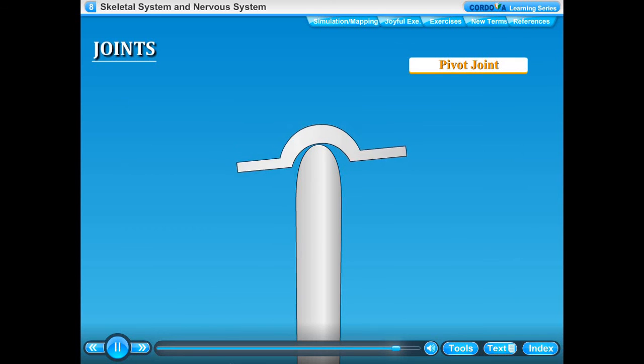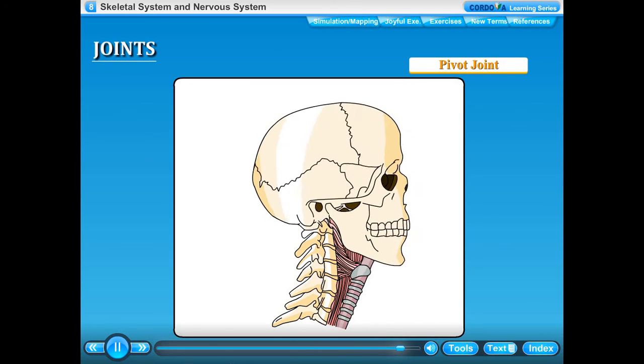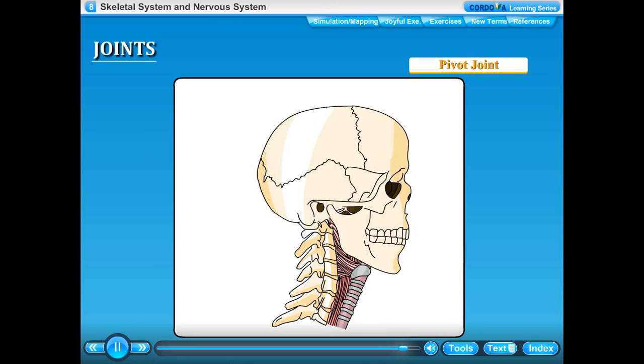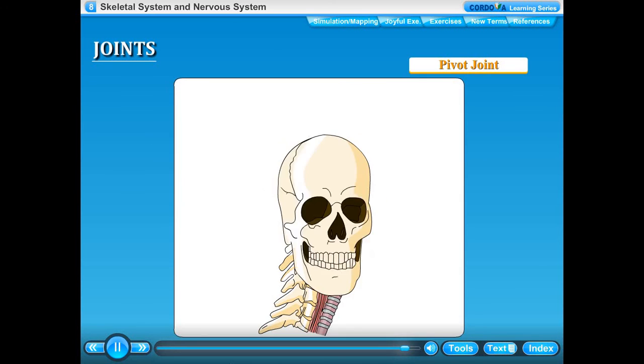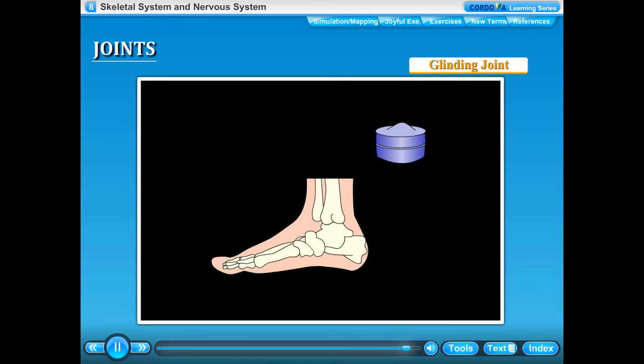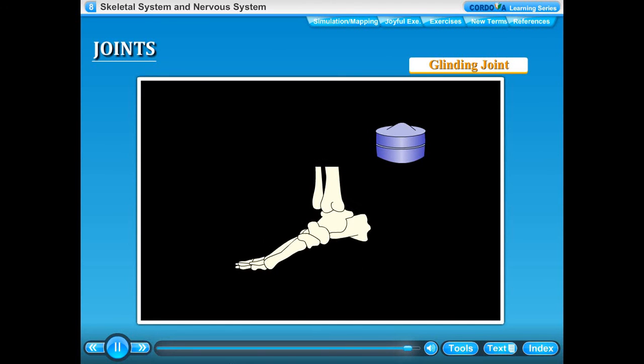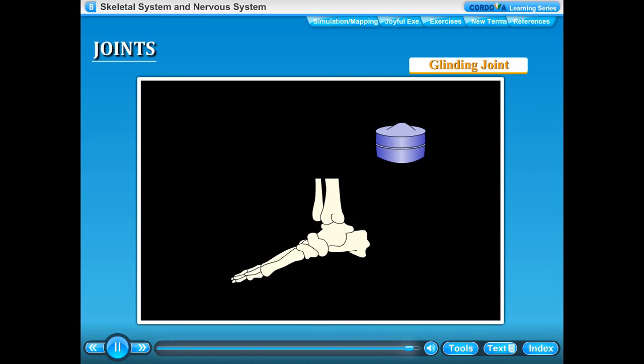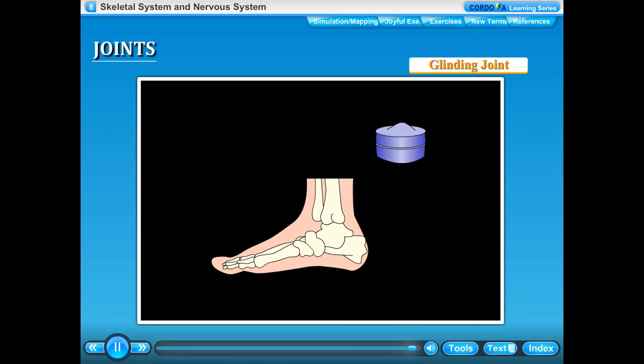Pivot joint. Neck. This joint is found between the skull and the backbone. This joint helps us to move our head upwards, downward and sideways. Gliding joint. This type of joint is found in the wrists, ankles and between any two vertebrae of the backbone. It allows the bones to slide against each other.